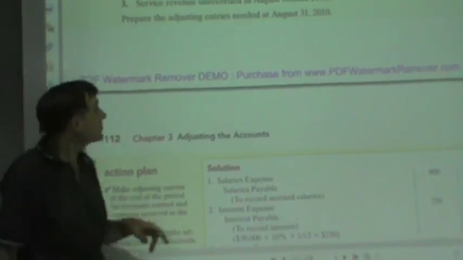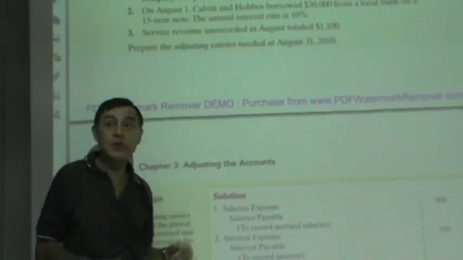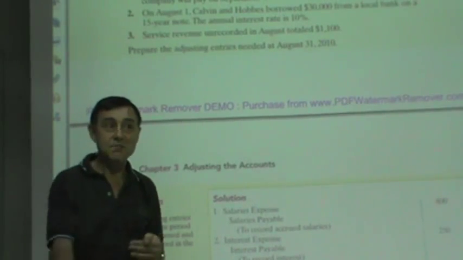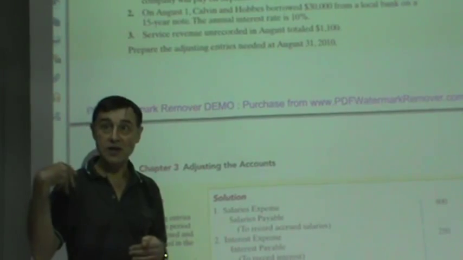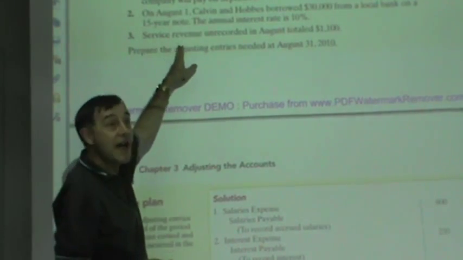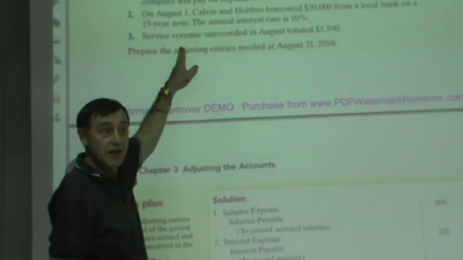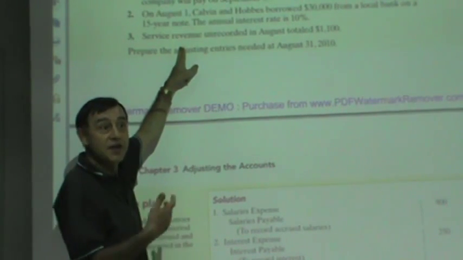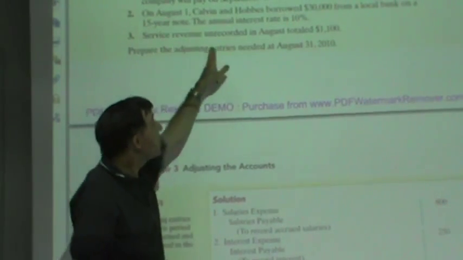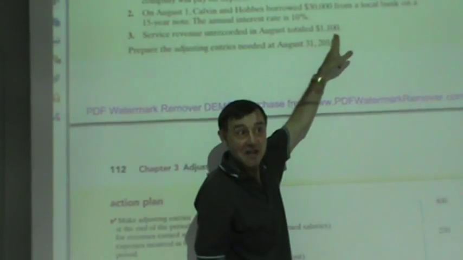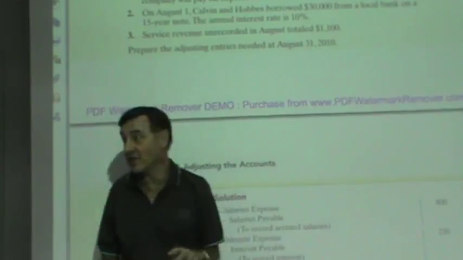Number three, service revenue, unrecorded. In other words, they earned it, but did not collect it. They're going to get it later. Okay? So, you're going to have something which is like receivable. Okay? So, you're going to have debit receivable and credit service revenue. So, you say debit some receivable, account receivable, credit service revenue, 1,100.